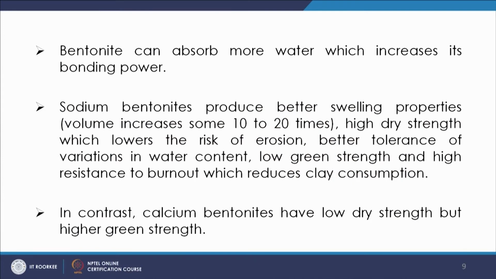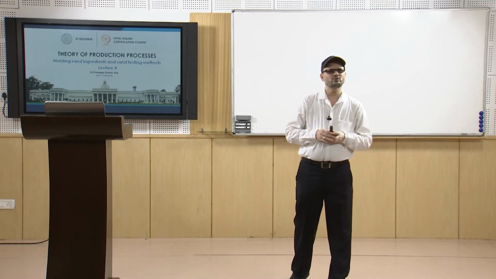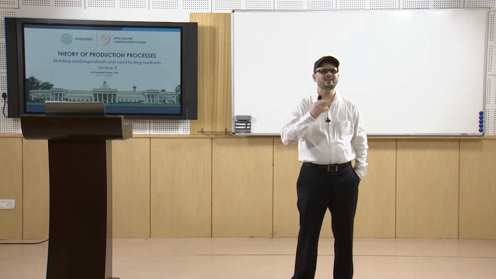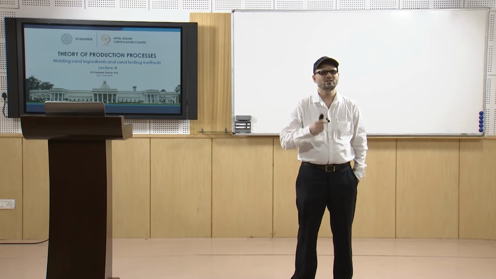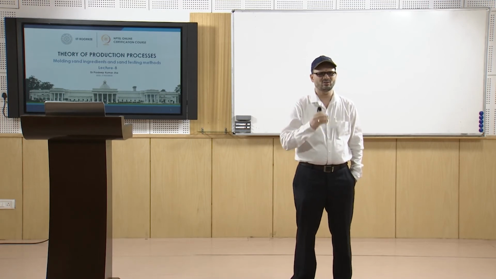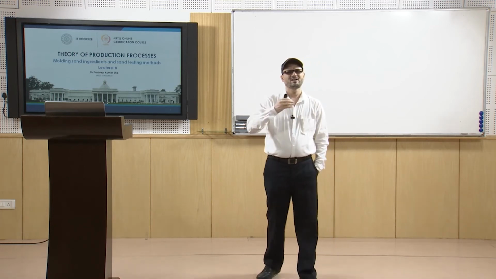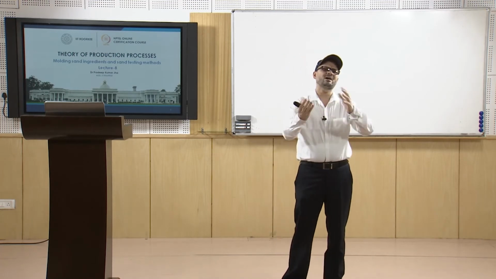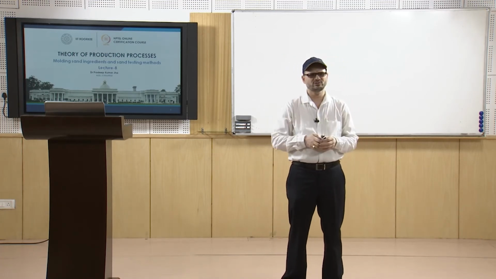So, sodium and calcium bentonite have different qualities. Bentonite has the property that it can absorb more water, which increases the binding power. It produces swelling properties, so the volume will increase, and sodium bentonite gives high dry strength, which lowers the risk of erosion, and better tolerance of variations in water content. You have low green strength or so. In contrast you have calcium bentonites which have opposite properties.